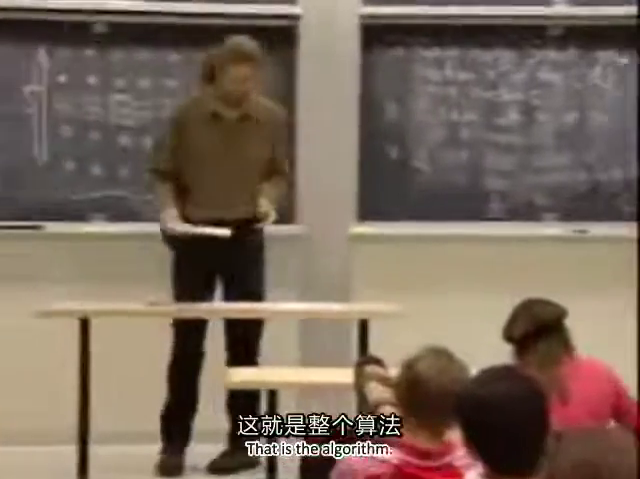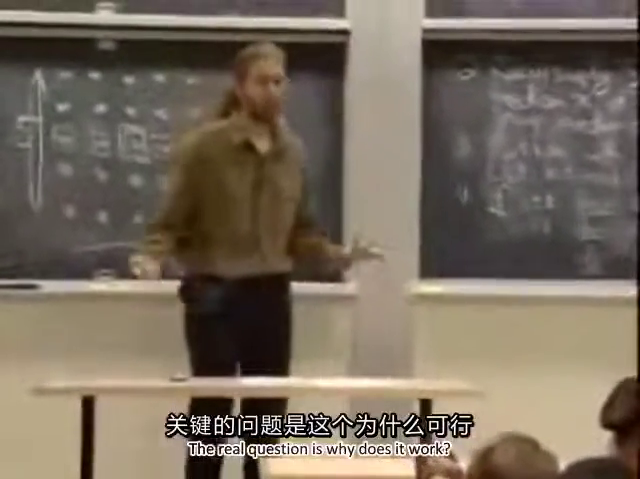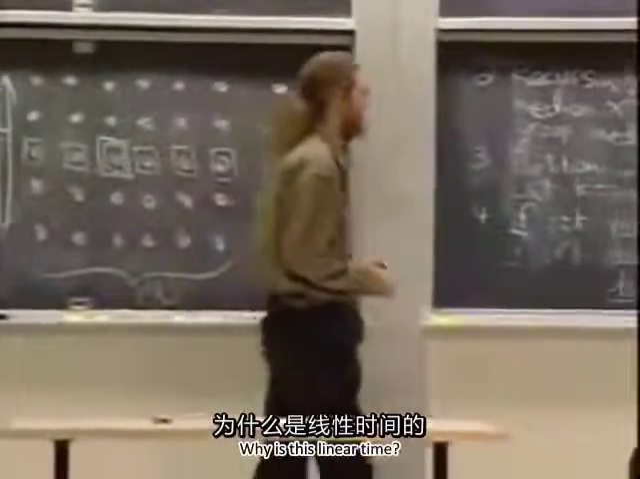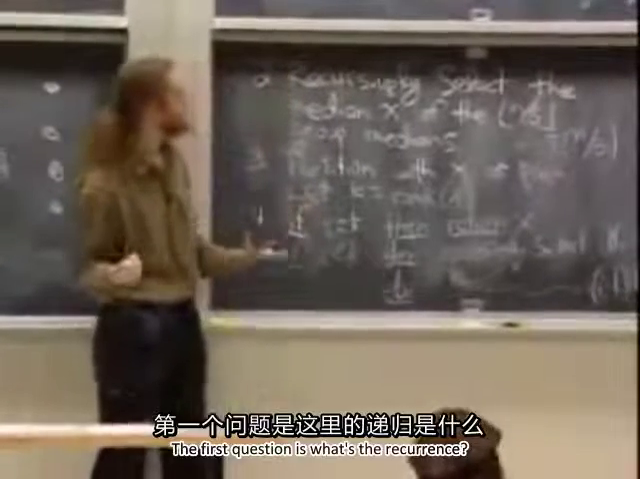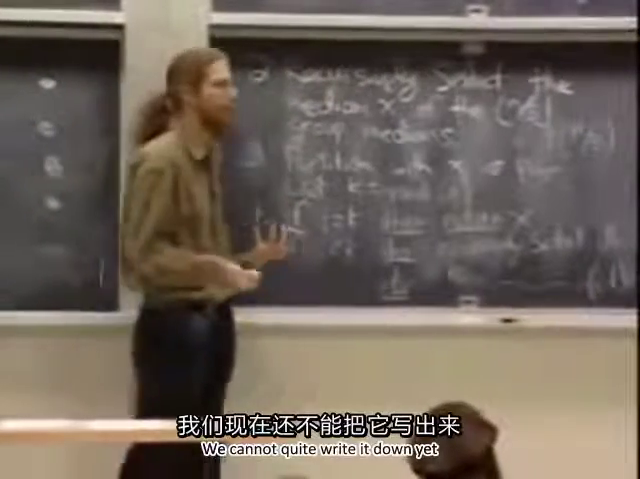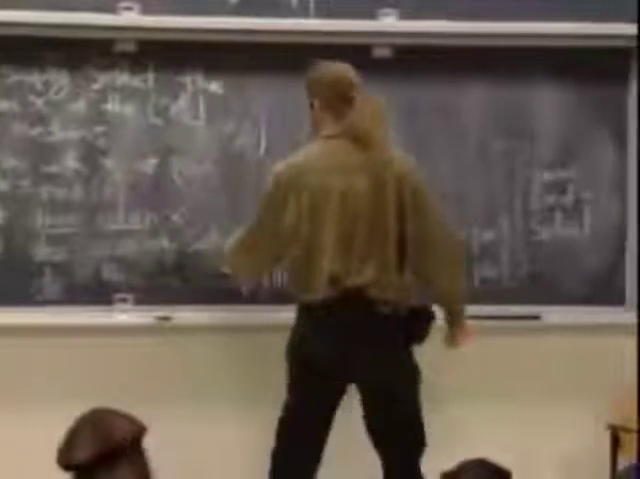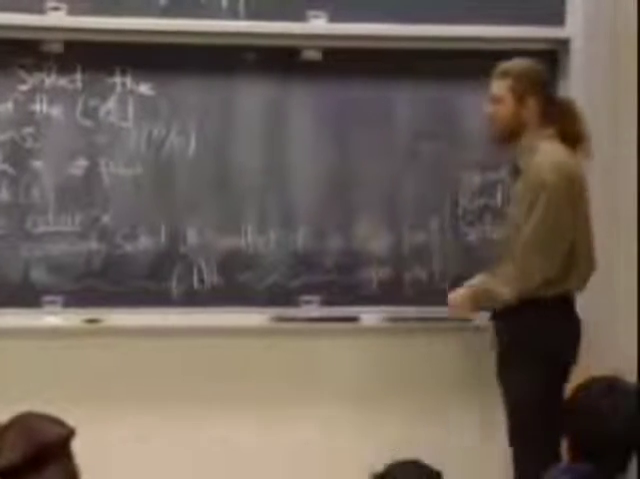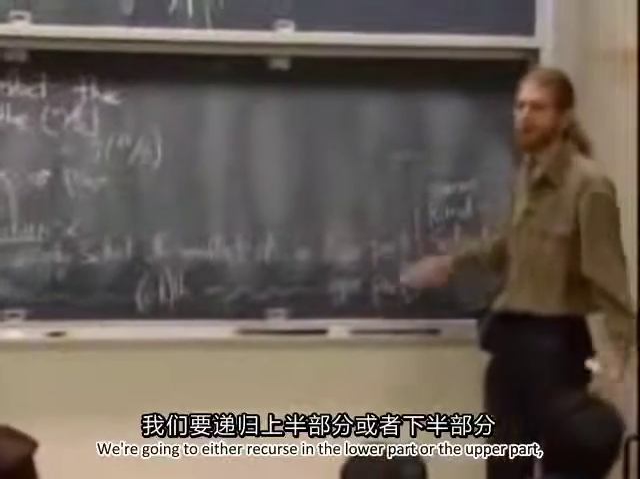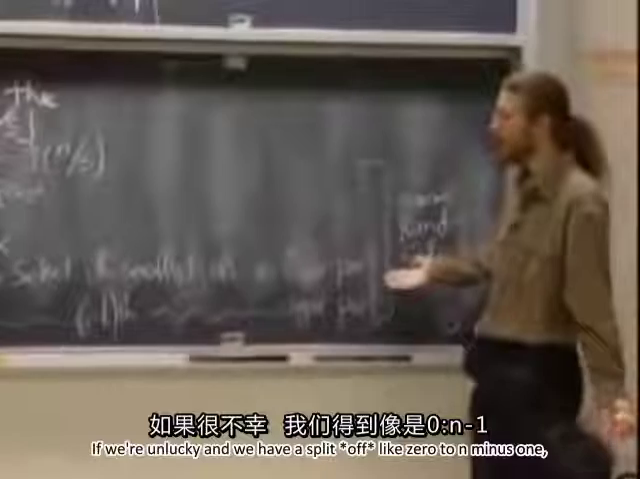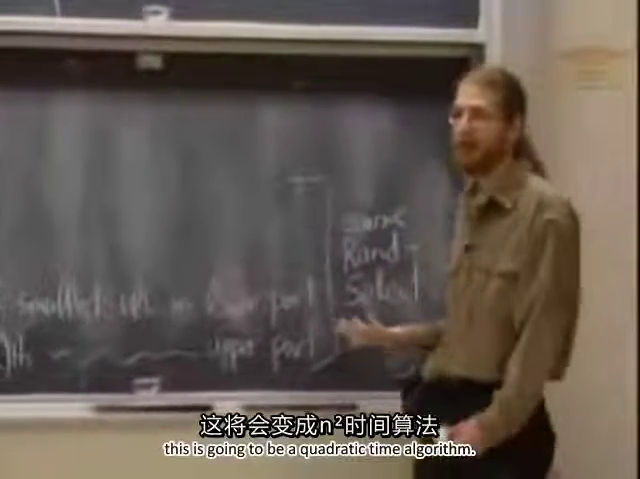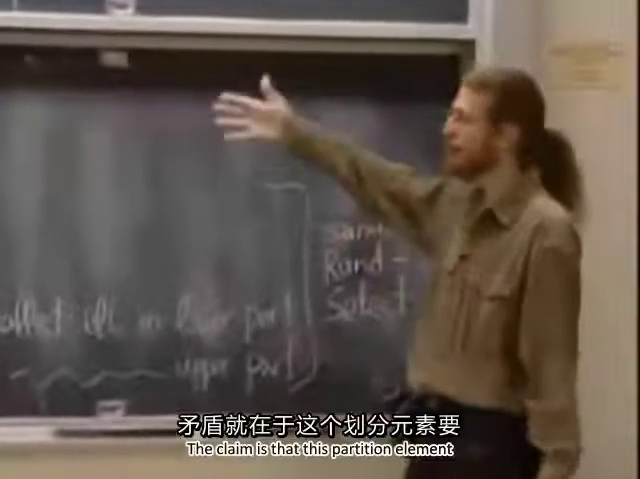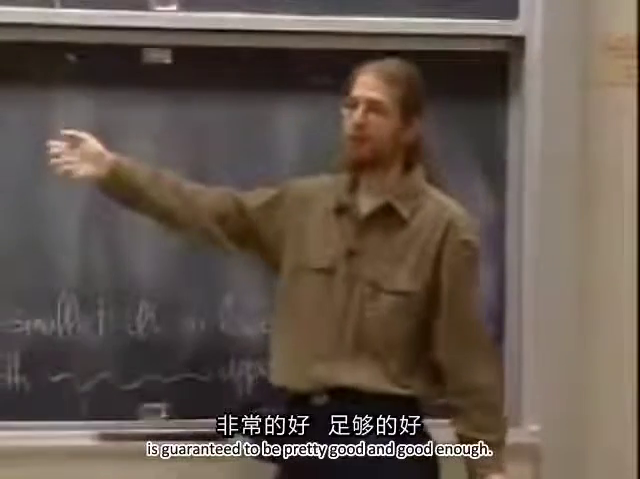That's the algorithm. The real question is, why does it work? Why is this linear time? So the first question is, what's the recurrence? We can't quite write it down yet because we don't know how big these recursive subproblems could be. We're going to either recurse in the lower part or the upper part. That's just like before. If we're unlucky and we have a split of like 0 to n minus 1, this is going to be a quadratic time algorithm. The claim is this partition element is guaranteed to be pretty good and good enough.